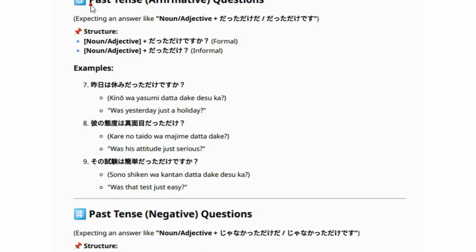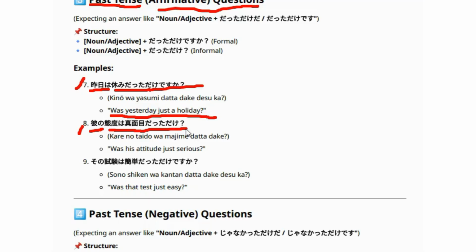And now let's see the past tense affirmative questions. The question number 1 is 昨日は休みだっただけですか? Means was yesterday just a holiday? The next is 彼の態度は真面目だっただけ? Means was his attitude just serious? The next is その試験は簡単だっただけですか? Means was this test just easy?